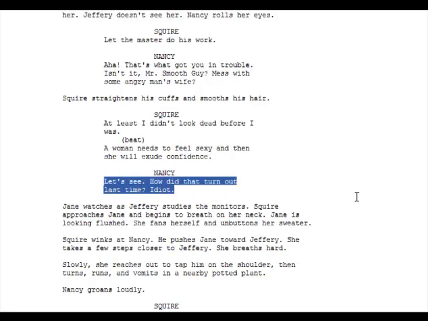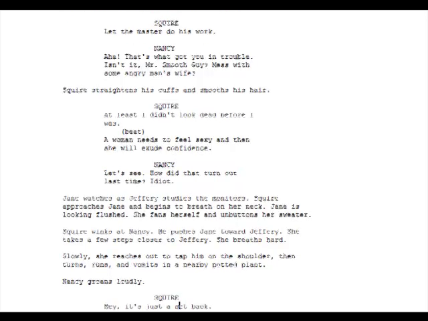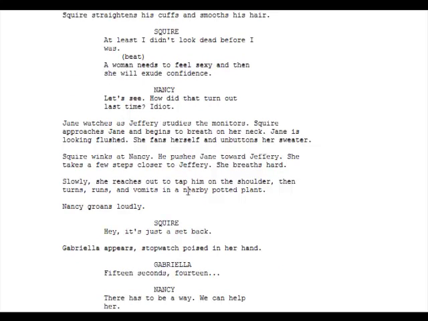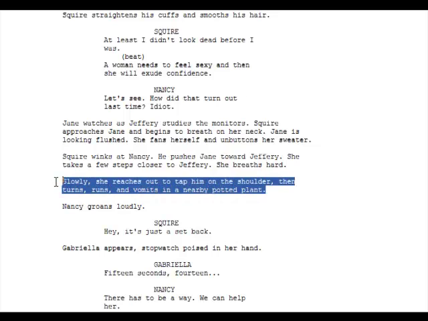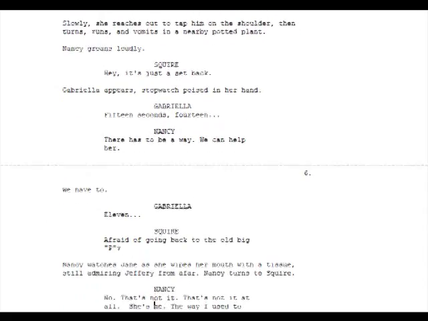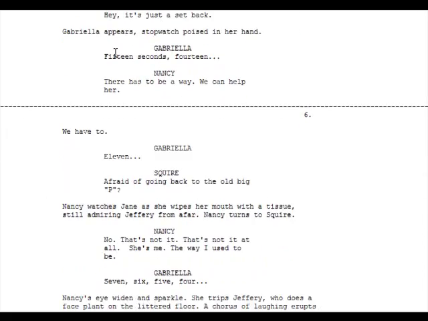Let's go down here just a bit further, and here it is. Slowly, she reaches out to tap him on the shoulder, then turns, runs, and vomits in a nearby potted plant. Okay, so that's an uncomfortable moment, which creates some interesting stuff. Now, suddenly we've gone our whole 10 minutes here, 15 seconds, 14. So again, we're in the ticking clock, and we're back experiencing the suspense.